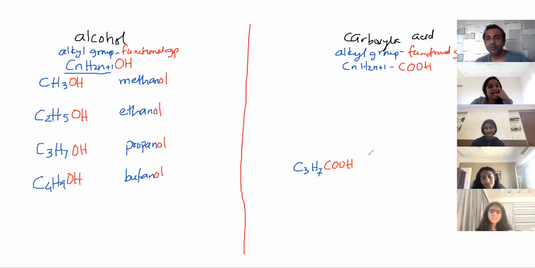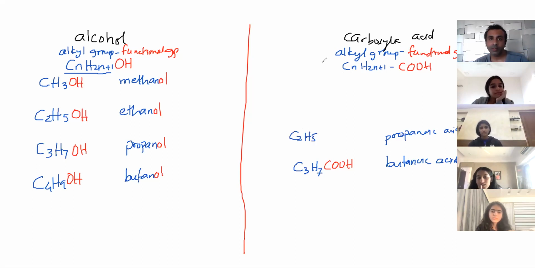Okay. The 4th compound will be that, and the name of this will be butanoic acid. Now, if I have to draw propanoic acid, then your alkyl group should have how many carbons? 2. C2H5, and then COOH.